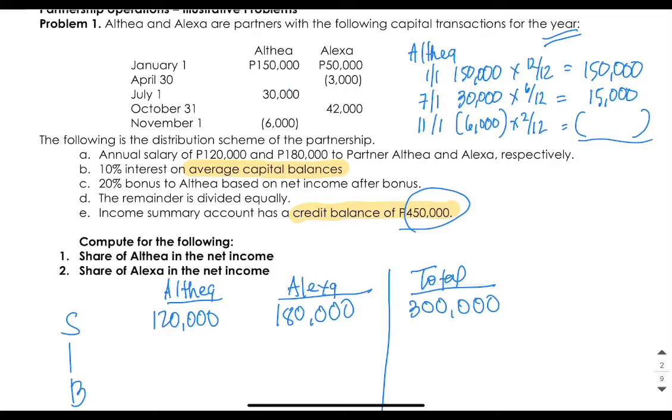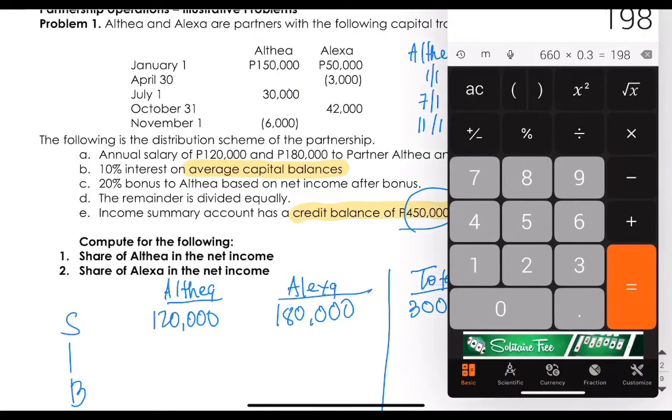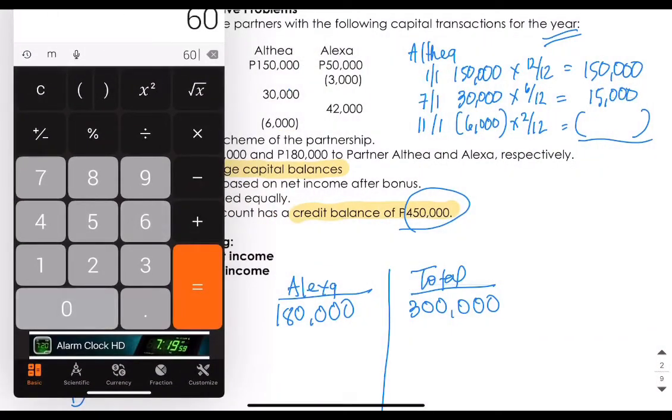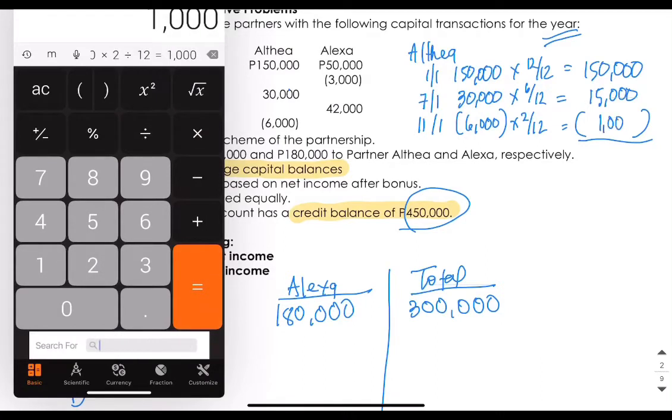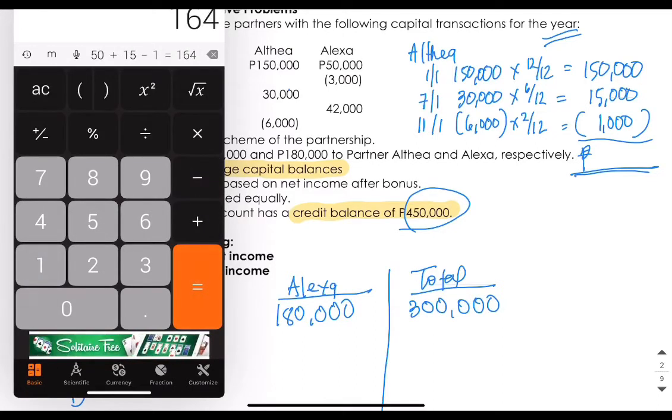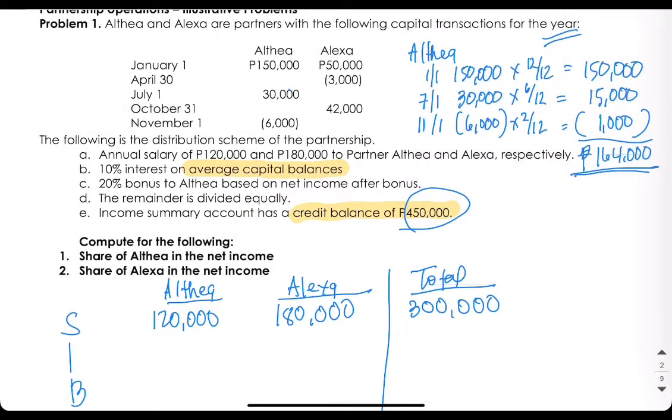So 6,000 times 2 over 12. So let's do the computation. 6,000 times 2 over 12. Okay, so you have here 1,000. So the weighted average capital balance of Althea for the year amounted to 150 plus 15 minus 1. So that is 164,000. Now let's proceed to Alexa's weighted average capital balance.